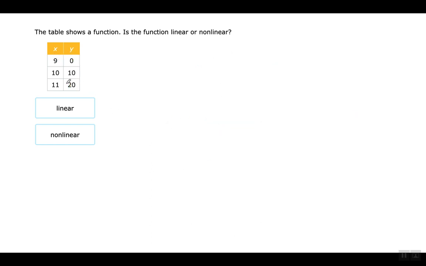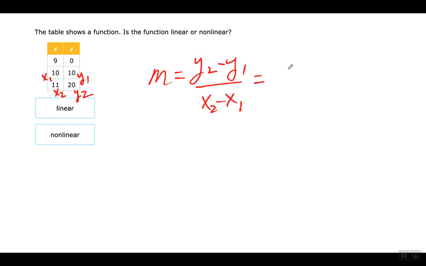Let me do the same thing with the bottom two and see if I get the same answer. I'm only going to do it like twice for each one, because if it works for those two, it'll work for the first and the third one. All right, so on the top it's going to be 20 minus 10. On the bottom it's going to be 11 minus 10, and you could see I get the same answer.